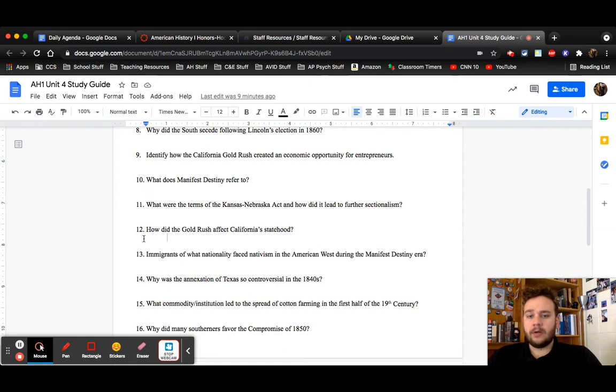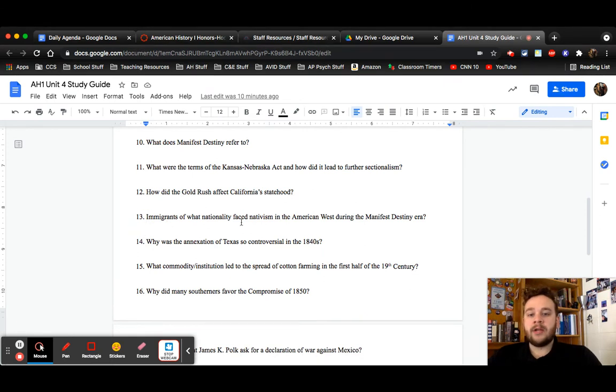12, how did the gold rush affect California's statehood? We talked about this earlier. The more people rushed to an unorganized territory, the quicker it had to get organized, and the quicker that it could apply for statehood, because you had to have so many people living in a territory in order for them to first apply for statehood.